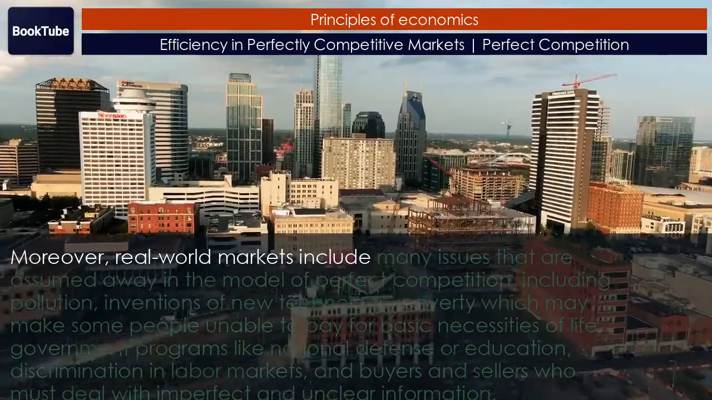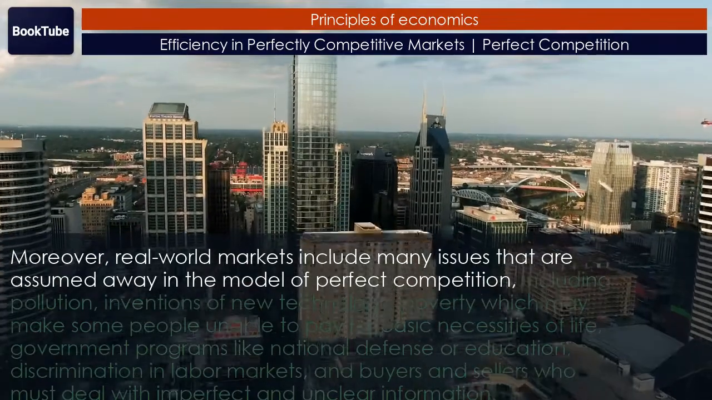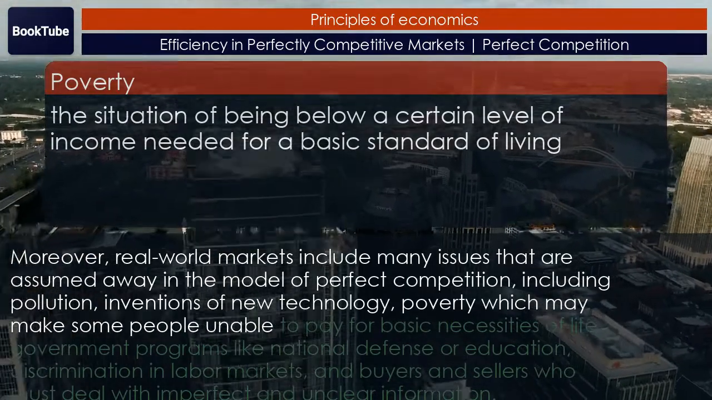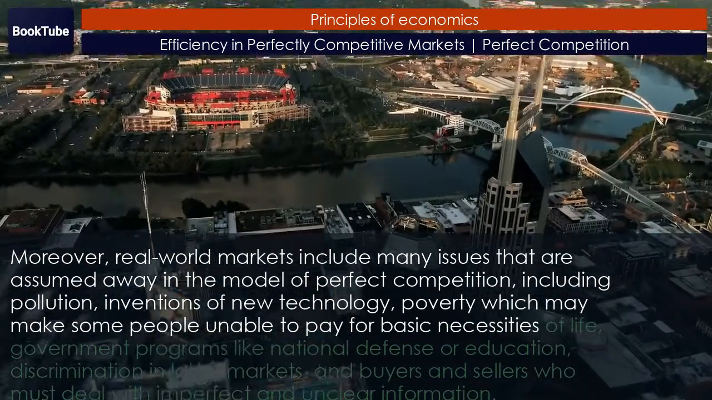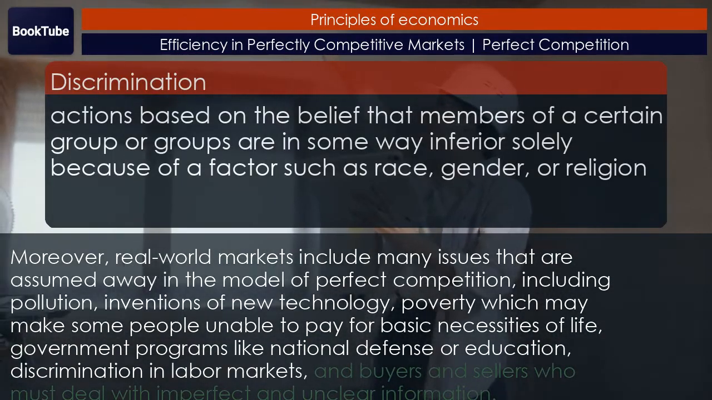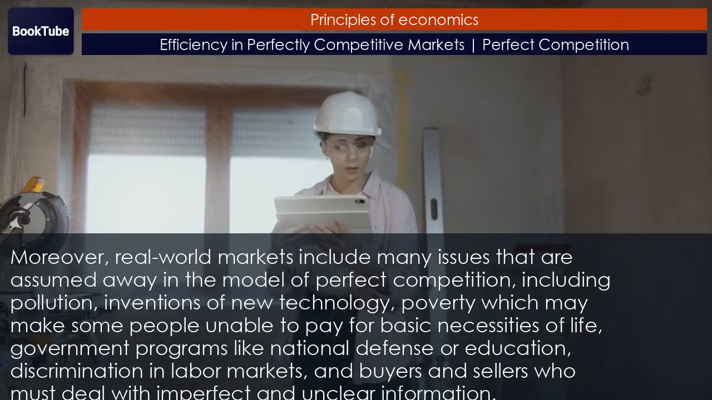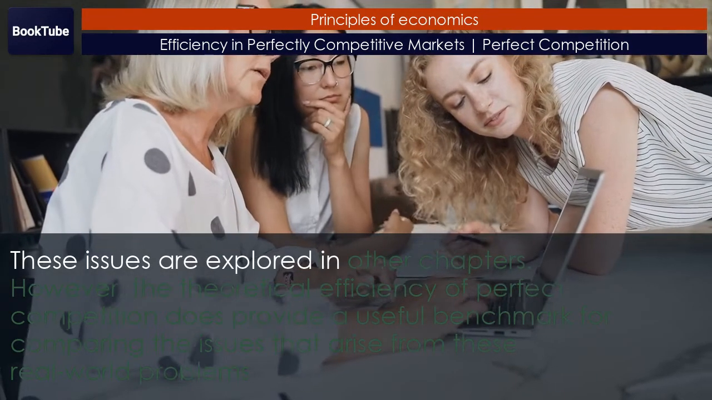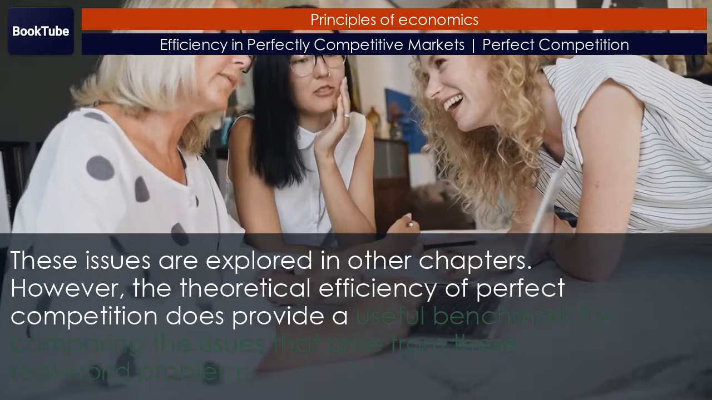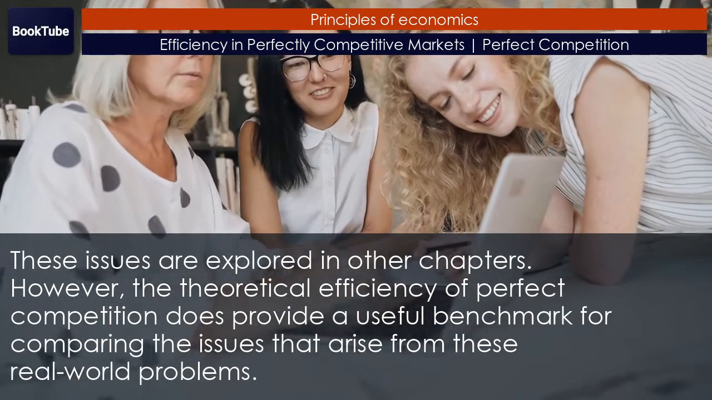Moreover, real-world markets include many issues that are assumed away in the model of perfect competition, including pollution, inventions of new technology, poverty which may make some people unable to pay for basic necessities of life, government programs like national defense or education, discrimination in labor markets, and buyers and sellers who must deal with imperfect and unclear information. These issues are explored in other chapters. However, the theoretical efficiency of perfect competition does provide a useful benchmark for comparing the issues that arise from these real-world problems.